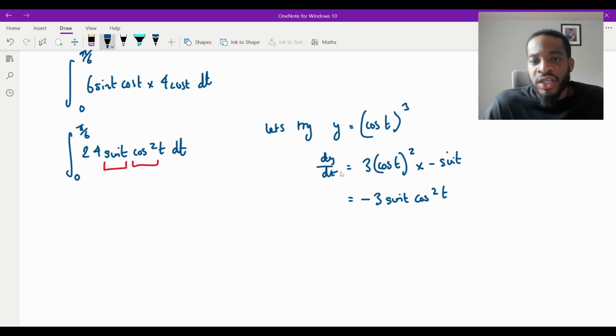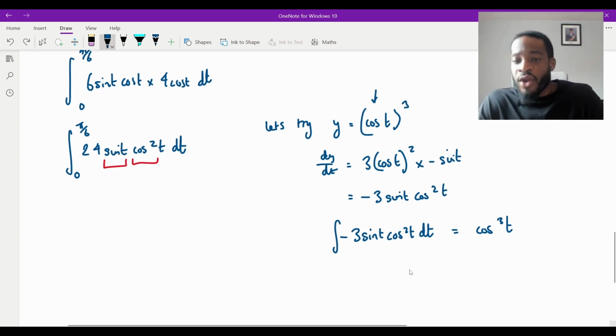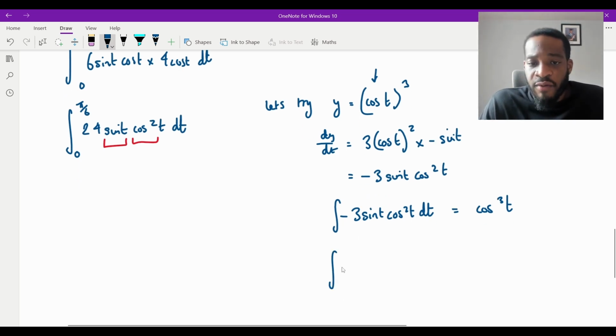Yeah. And now this is the derivative of that there. So if I was to integrate minus 3 sine t cos squared t dt, then I know that that's just going to equal cos cubed t, right? Obviously plus c, but I'm going to leave the plus c for now. Okay. Now we don't want to integrate that. We want to integrate this with a 24 in front. So you want to just compare both of these integrals and ask yourself, well, what is the difference, right? How do I go from that to that? It's just a constant, right?